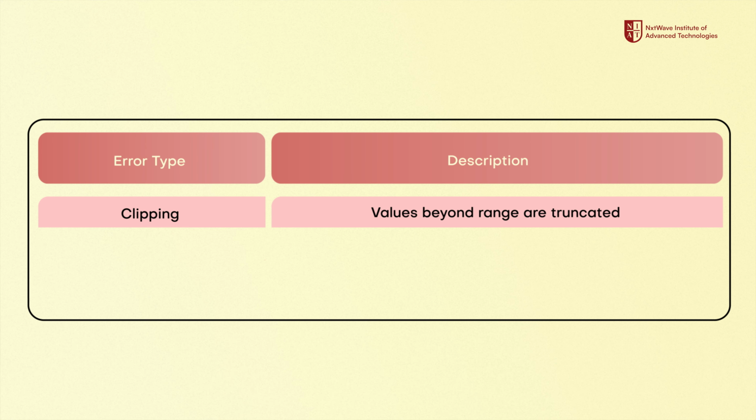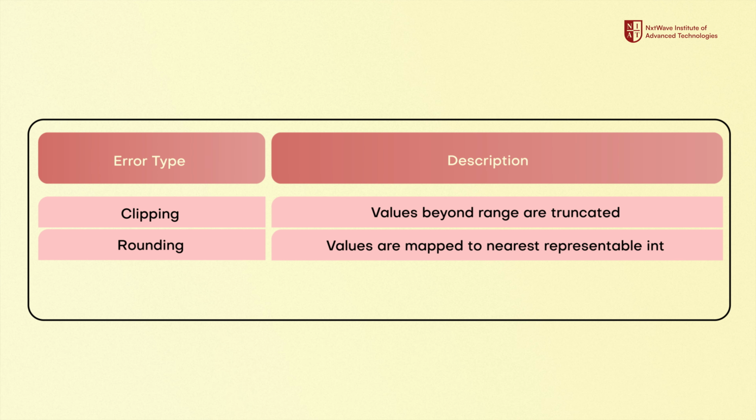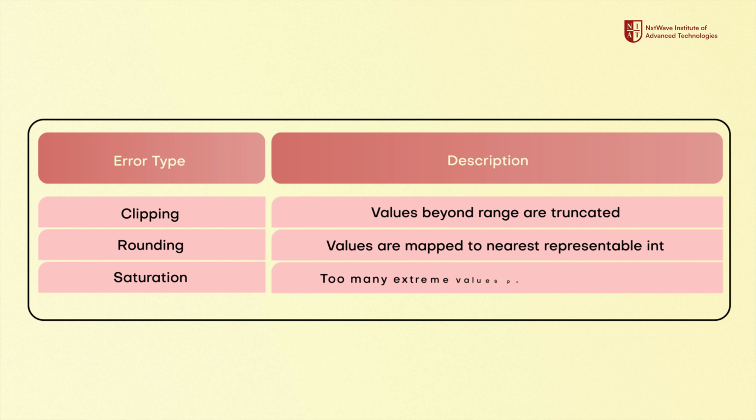Number 2, rounding. Here a value is simply rounded to the nearest representable integer. Float 12.7 becomes 13, float 12.4 becomes 12. Not a big deal in isolation, but across millions of weights. Finally, saturation. Too many extreme values can overflow the representable range, pushing everything to the boundaries.